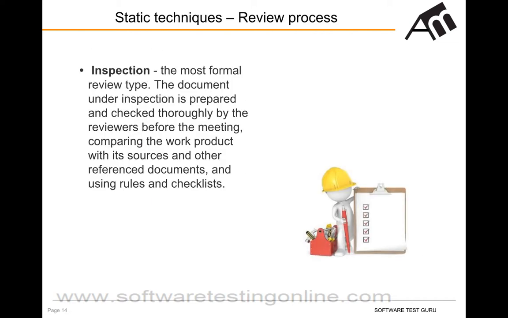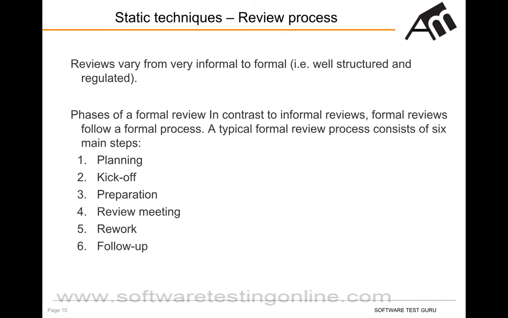Next is inspection. Inspections are the most formal type of review. The document under inspection is prepared and checked thoroughly by the reviewers before the meeting. In an inspection, there is a certain set of rules the team has to follow, and there is a checklist the team has to go through. There are different phases in which inspection happens in the software development lifecycle. There are different phases for the formal review.